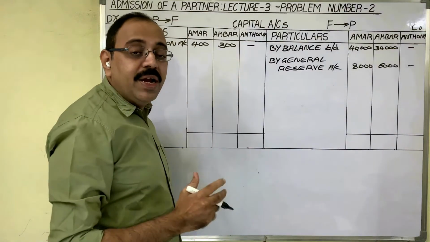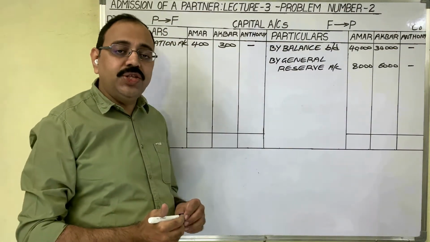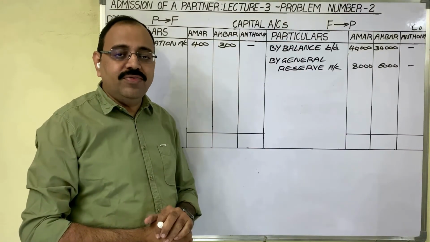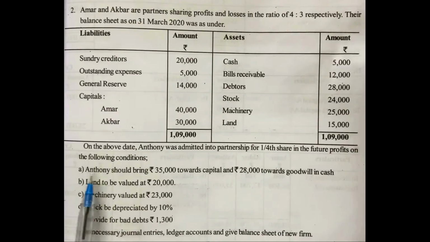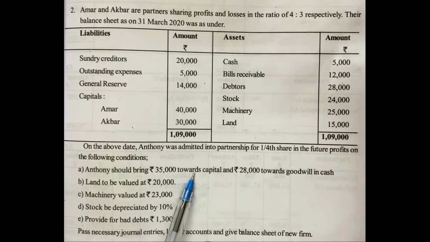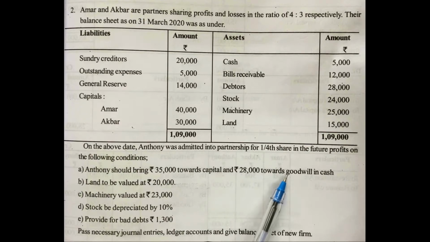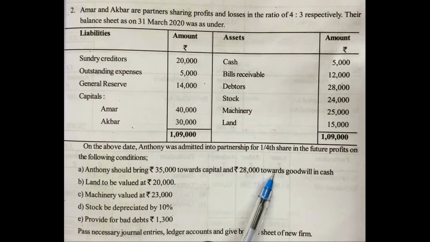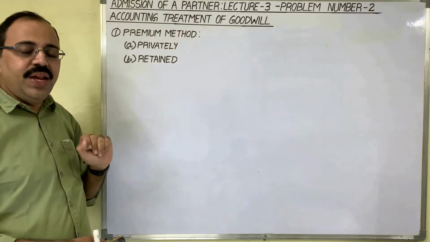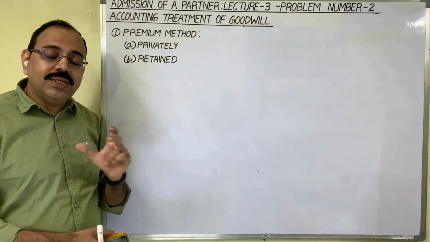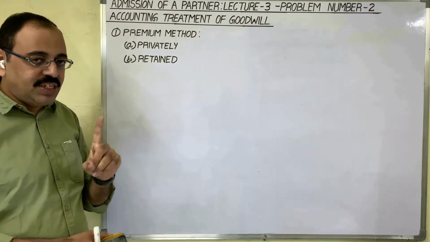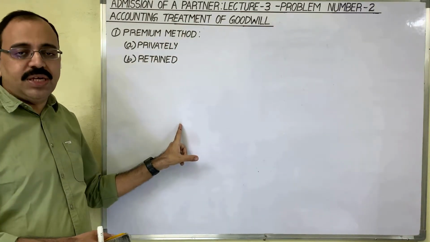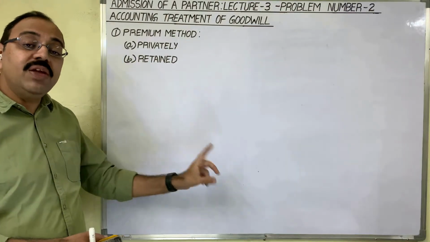Next come to capital and goodwill. The new partner Anthony, when he is admitted, brought capital and goodwill. For that we have to write the entry now. A point: Anthony should bring 35,000 rupees towards capital and 28,000 rupees towards goodwill in cash. This point is related to capital and goodwill adjustment. Accounting treatment of goodwill: in case of admission of a partner, to adjust the goodwill, there are three methods. The first method is the premium method. The second one, the revaluation method. The third one, the memorandum revaluation method.